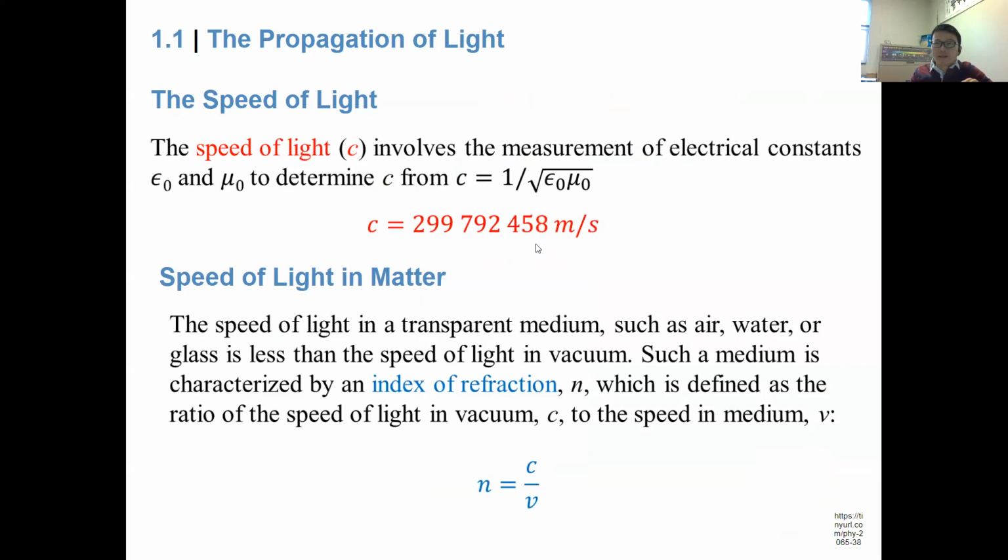And we also talked about the initial attempts by several scientists to measure the speed of light. We also talked about index of refraction, which has to do with the speed of light in matter. So when it's in vacuum, it's this number, 299,792,458 meters per second. But when it travels in a transparent medium, its speed is reduced. So the ratio between the speed of light in vacuum and the speed of light in the medium is called the index of refraction for the medium. Index of refraction is a unitless quantity because it's a ratio of two speeds.